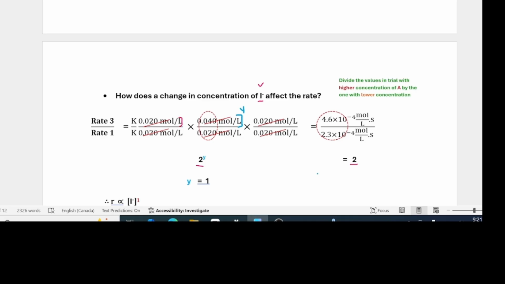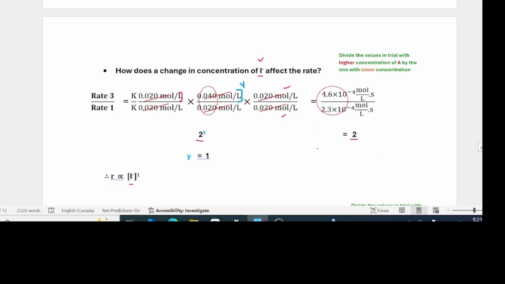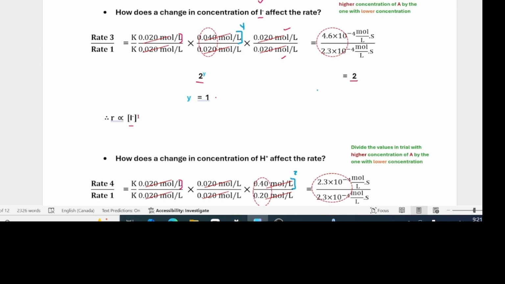These will cancel out. These here will cancel out. And this works out to be equal to 2 to the y exponent. Divide the rates, we get 2. So we can say that y is equal to 1. Therefore, we can say that the rate is proportional to the concentration of iodide ion to the exponent 1.